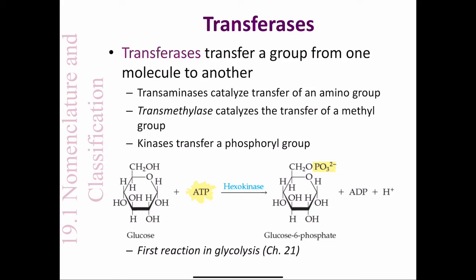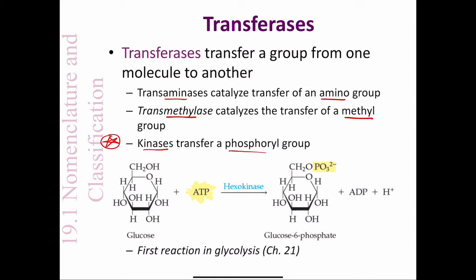Transferases are enzymes that transfer a group from one molecule to another. For example, transaminases catalyze the transfer of an amino group. A transmethylase is pretty easy to figure out what that transfers. It transfers a methyl group. It's right in the name. Another one that's very important but not abundantly clear is a kinase. And a kinase transfers a phosphoryl group.